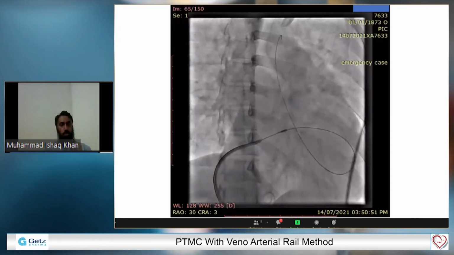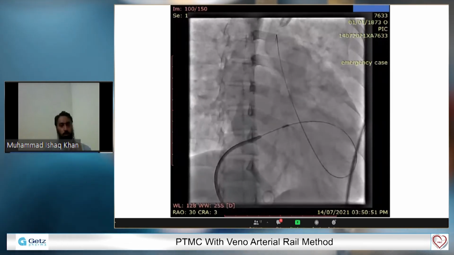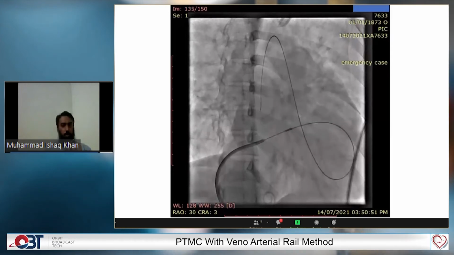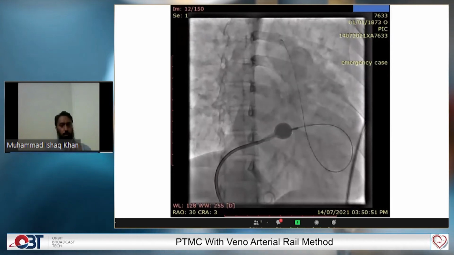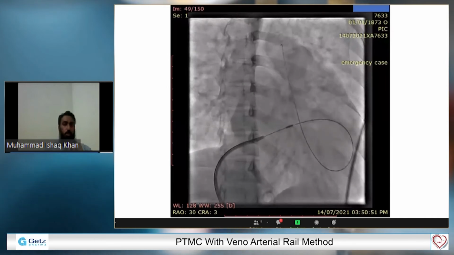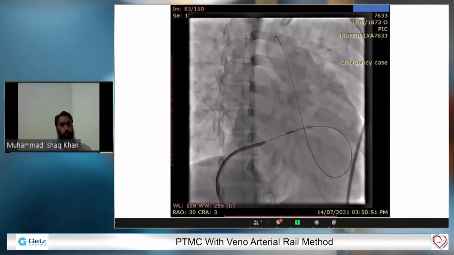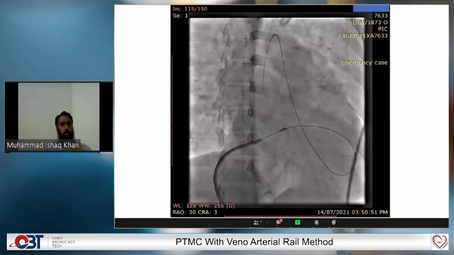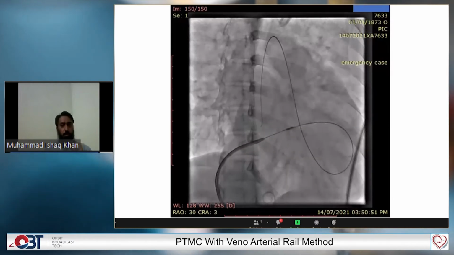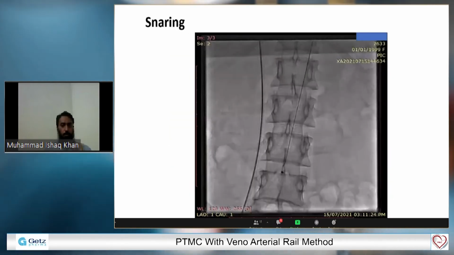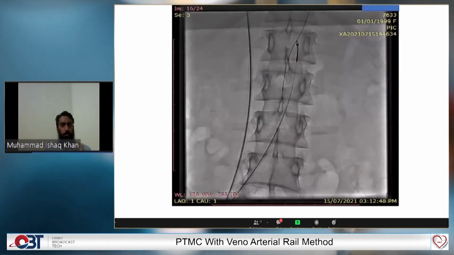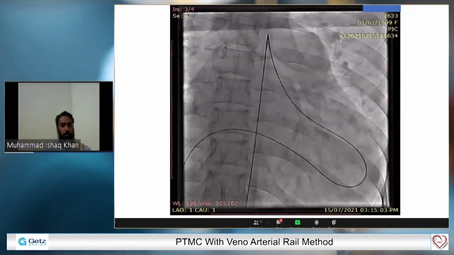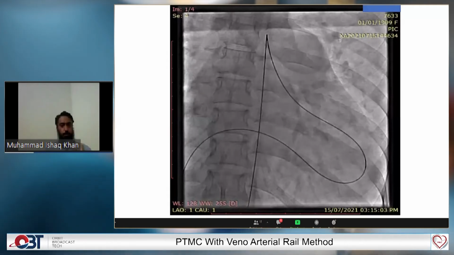So as you can see, every time the balloon was pushed, the wire would come down, and we were not able to cross the balloon with this technique as well. So it was then decided to further push down the wire into the descending aorta and snare it there. Here you can see the wire being snared in the descending aorta. Although it was snared, it was kept lax. This is the final position of the exchange length Terumo wire, all the way from the left atrium into the descending aorta.